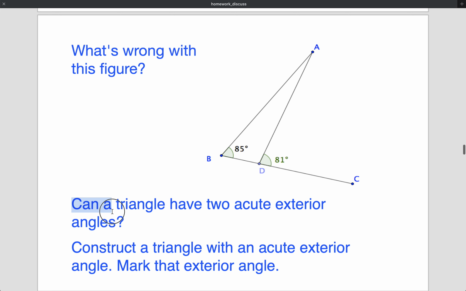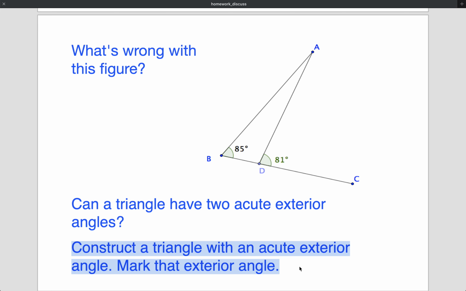Another question here is, can a triangle have two acute exterior angles? So how would they talk about it? How would they explain or describe what they think? And this one is about construction, or maybe simply sketching. Try to draw an example. Can you construct a triangle with an acute exterior angle and mark that exterior angle? Right? So this can be another type of task that we can consider.